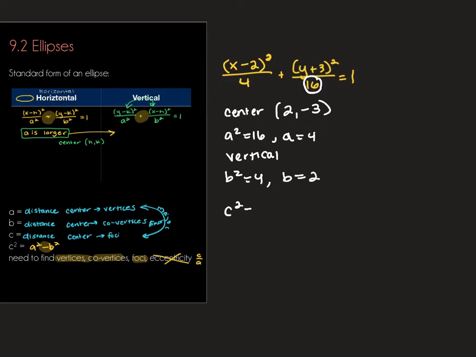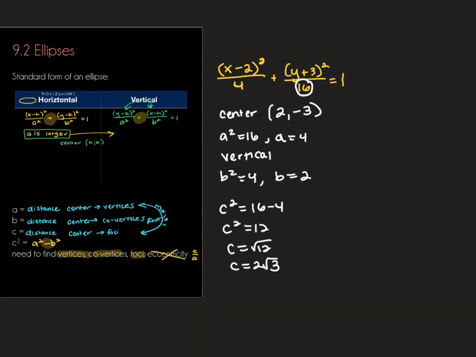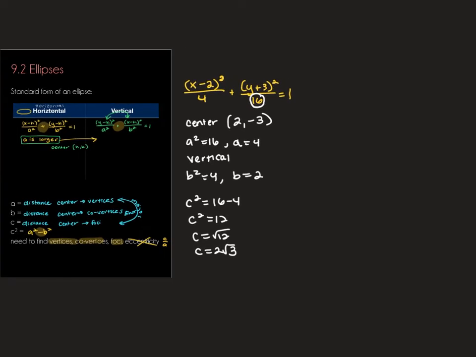And c squared equals a squared minus b squared, which is 12. So c equals the square root of 12, or 2 root 3. Okay, so now I've got all that information, and then it could ask you to graph it.